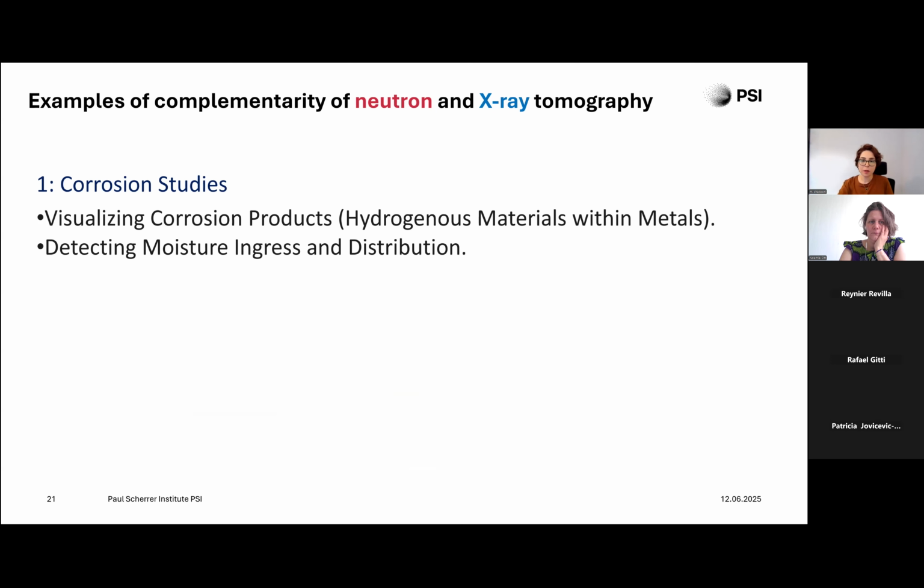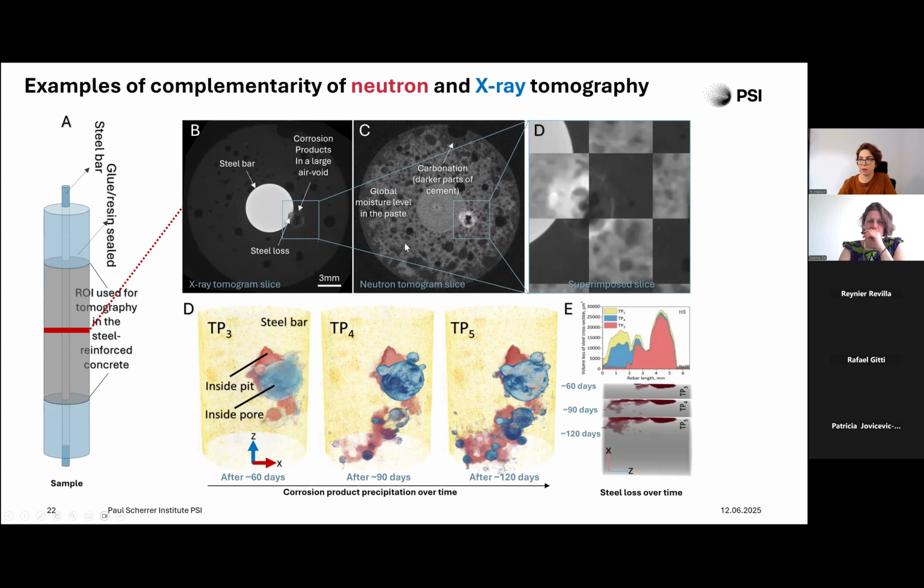Neutron imaging can show the corrosion products, for instance, and moisture ingress in the cement matrix. X-ray imaging, for example, can clearly delineate the steel, the denser material, the structure, the pore space, and the concrete microstructure. By combining both, we can better track where and how corrosion evolves. So this is an example image.